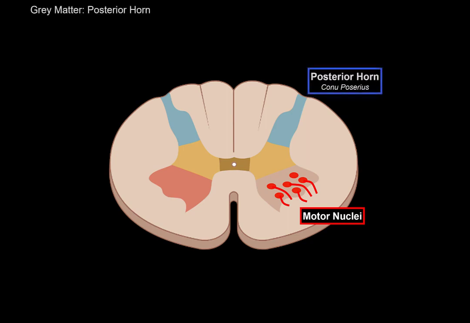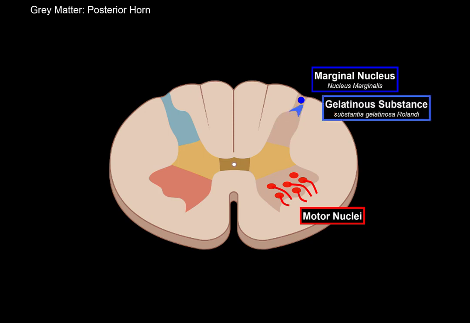The posterior horn is associated with receiving sensory information. You will notice that it consists of several nuclei responsible for certain types of sensory information. The first one is the marginal nucleus, consisting of interneurons triggered by any sensory neuron coming from the spinal nerve. And then there's the gelatinous substance, which also consists of interneurons that modulate sensory inputs.